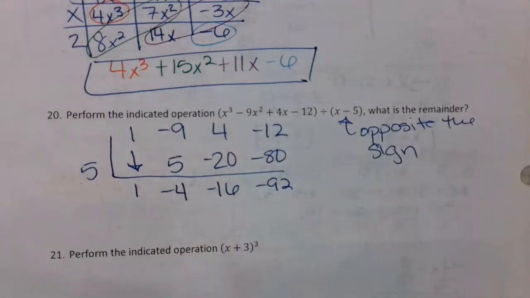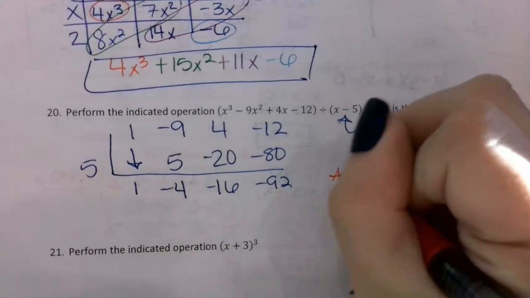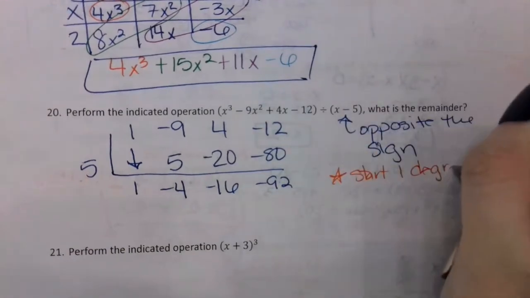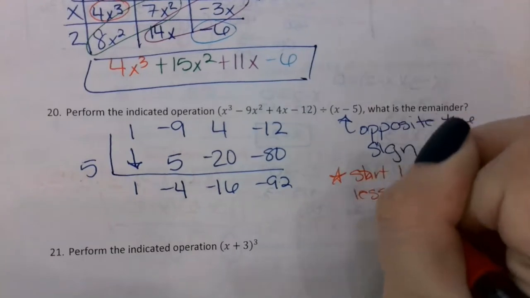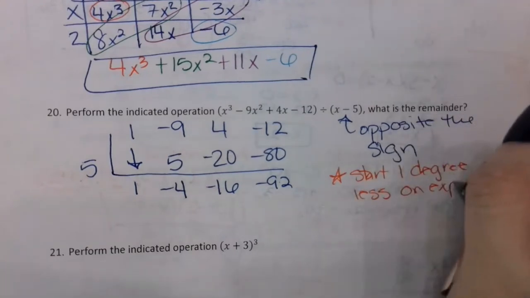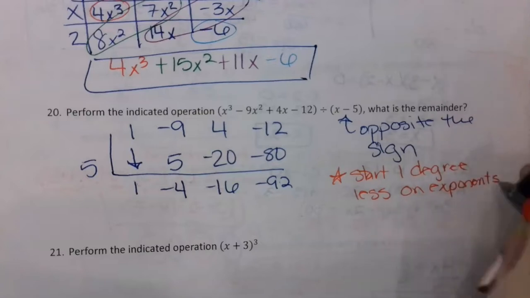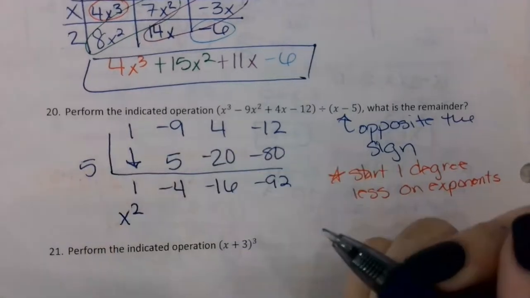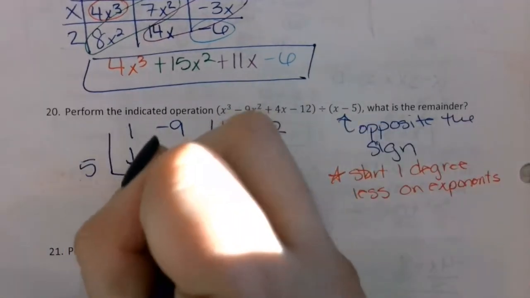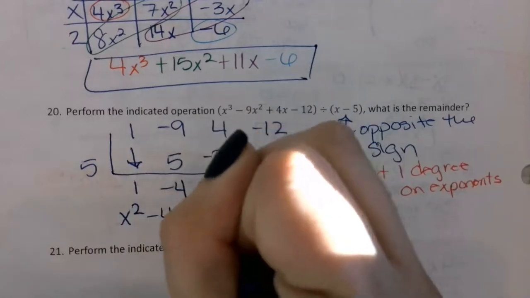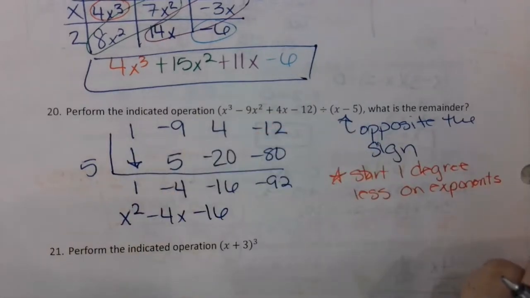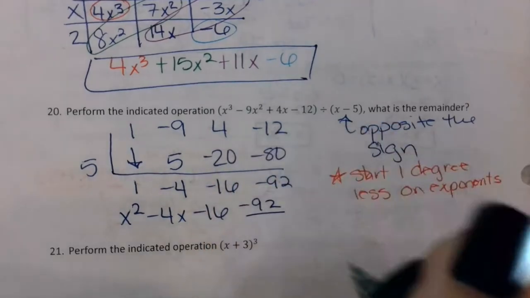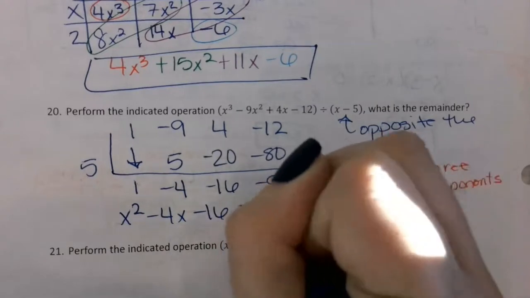Then I just have to plug back in my x's. You always start one degree less for my exponents. So then I'm going to have, now I have x squared. I don't have to write the 1 out front. Then I have minus 4x minus 16. Now with the 92, since I ran out of places to put it, this one goes over a fraction. So it's going to be negative 92 over x minus 5.